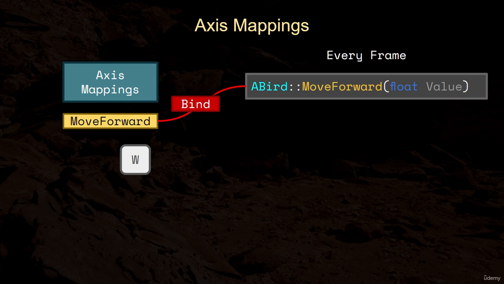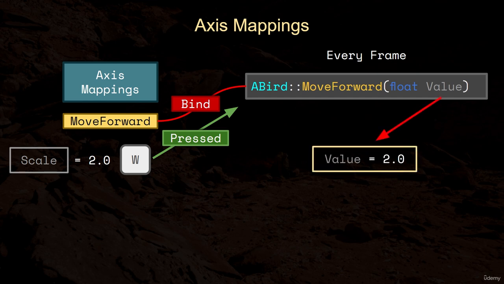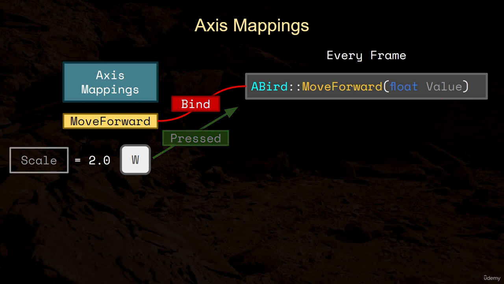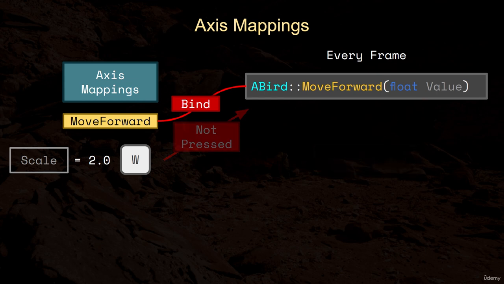Now we saw that there was a scale assigned to move forward, and its value was 1, but if we change that value, then our input parameter, called value in move forward, will be scaled by that scale value. So if we change scale to 2, for example, then every single frame, if we're pressing the W key, then the input parameter's value will be 2 instead of 1. So this allows us to customize the input. Now, if you're not pressing the W key, it's still going to just be 0.